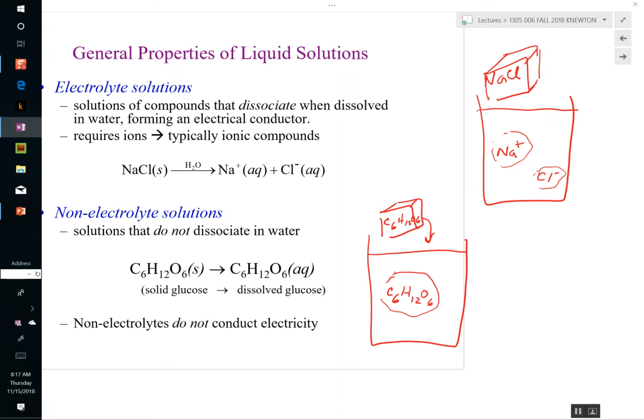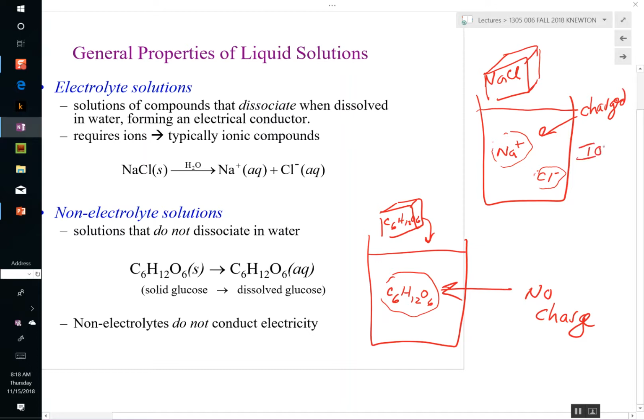Okay, so what's the big difference here? These have no charge on them. They're neutral molecules. These are charged particles. They're ions. We've got ions floating around in there. And so what's the big difference there? This conducts electricity. And this doesn't. This is a non-conductor.